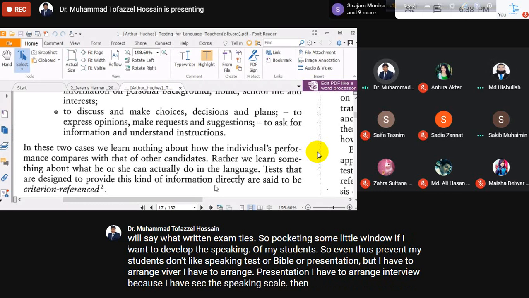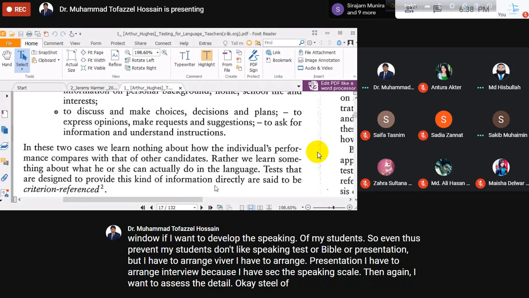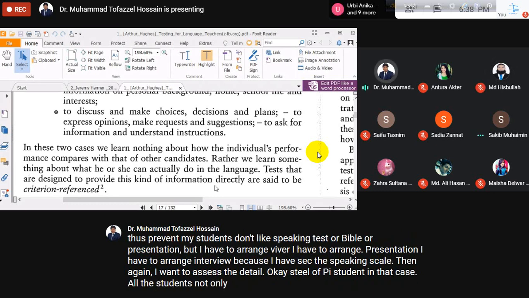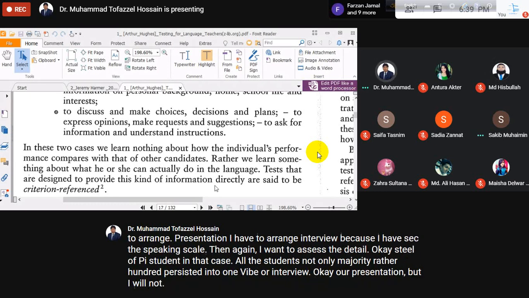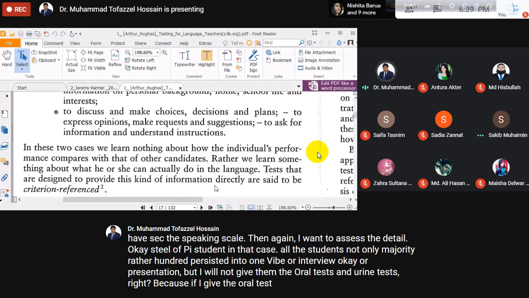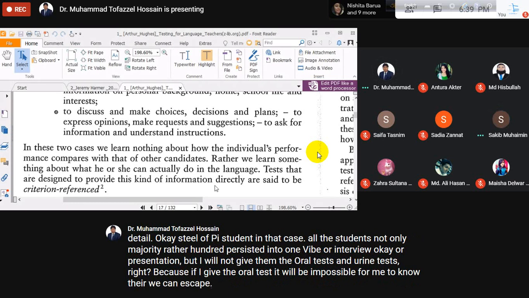Then again, I want to assess the written skill of my students. In that case, not only the majority, rather 100% of students want viva or interview or presentation, but I will not give them any oral test, right? Because if I give them the oral test, it will be impossible for me to know their written skill. Is it clear? Yes, sir.